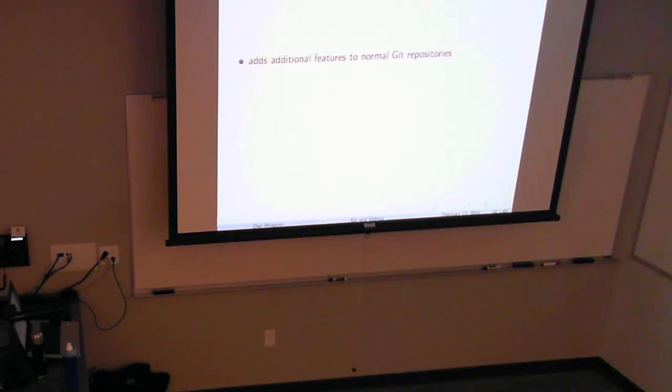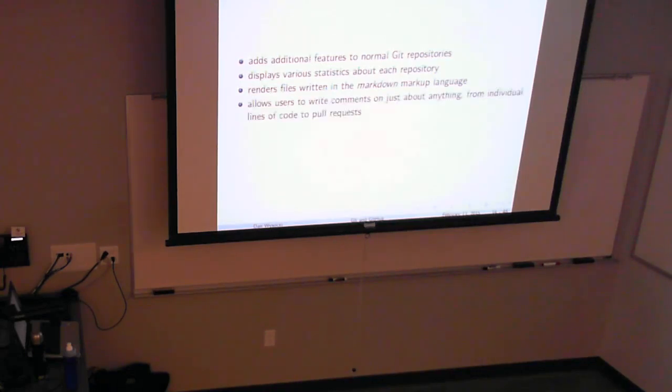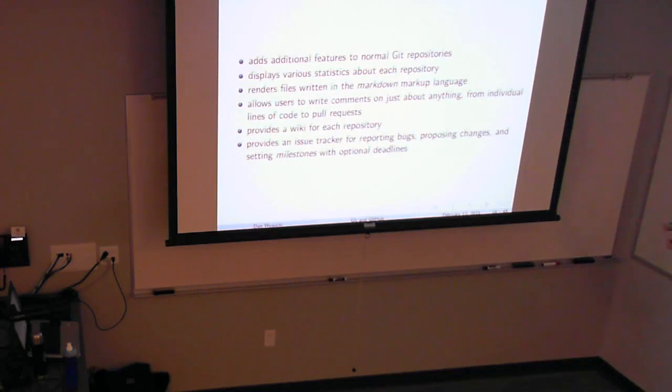So they actually add more features to the normal Git repositories. They track statistics on it. They'll render files that you write in the markup language, which is a very, very simple language that everybody should learn. It allows users to pretty much comment on anything. Like, you can comment on an individual line of code in a commit. You can comment on the entire commit. You can comment on a pull request, anything. It even provides a wiki for every repository, which most people don't use. It has an issue tracker, which again, you can comment on everything.